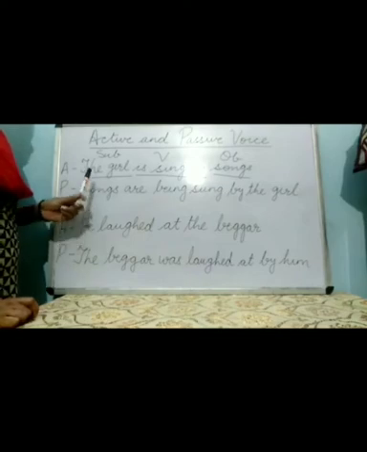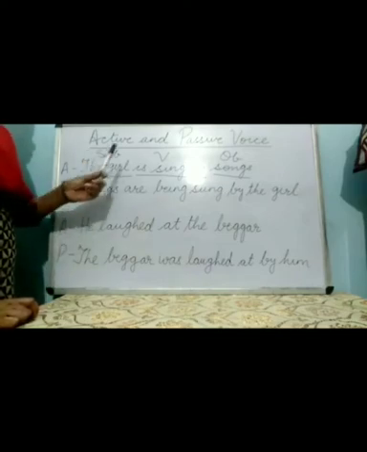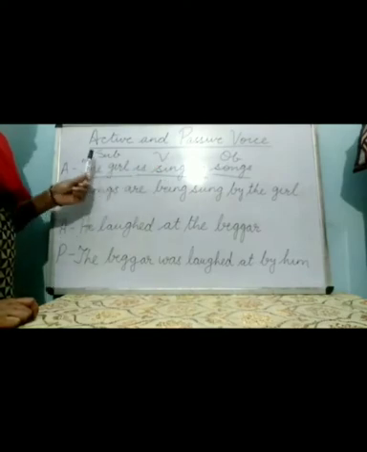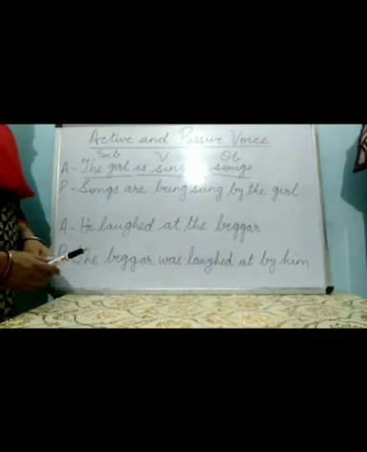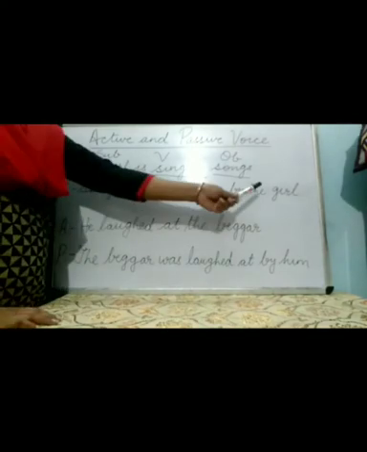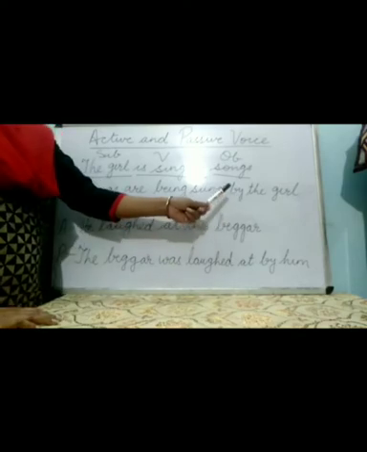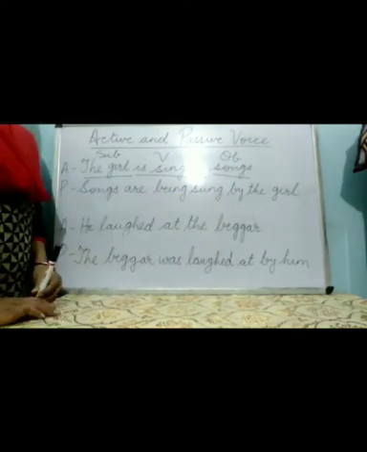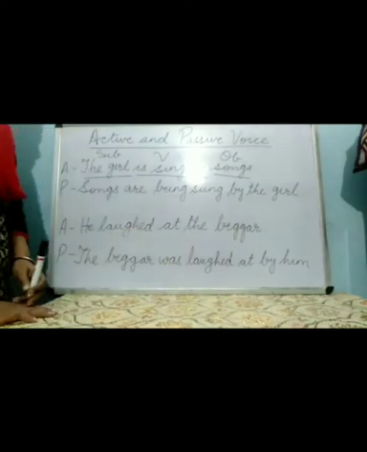So the first rule is that when you change from active to passive voice, the object is brought to the subject's place and the subject is taken to the object's place. And when we are writing the subject in the object's place, we use by before it. And in some cases, we also use with or to before the object in the passive voice.